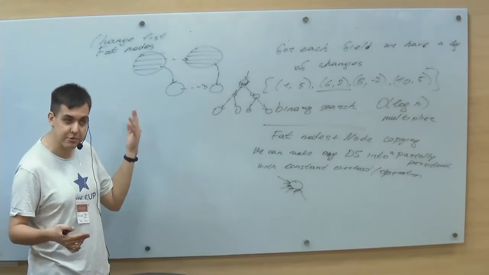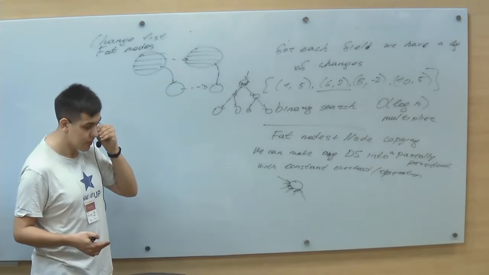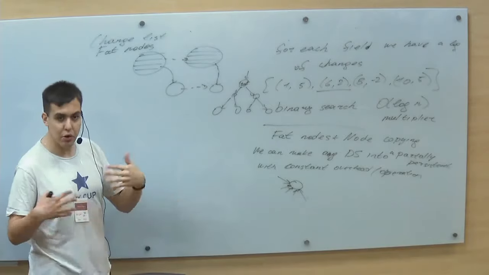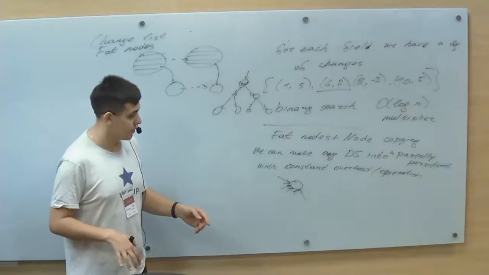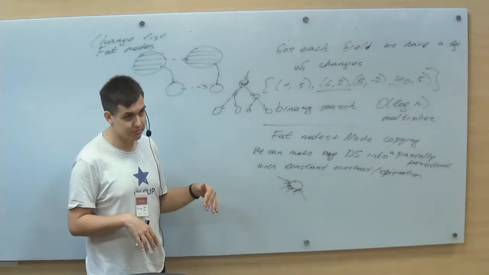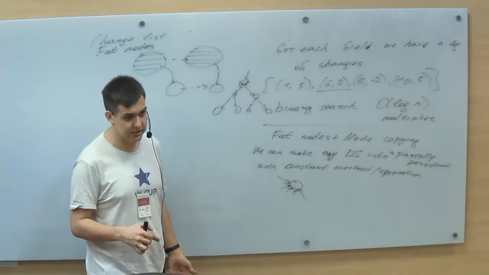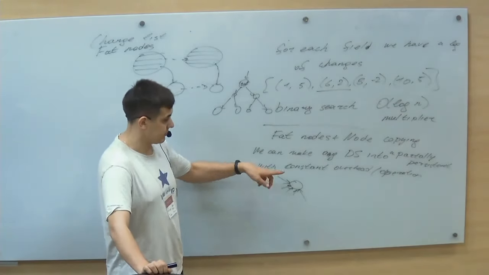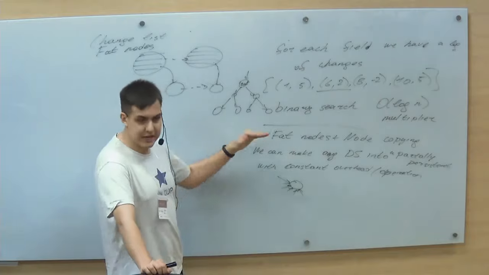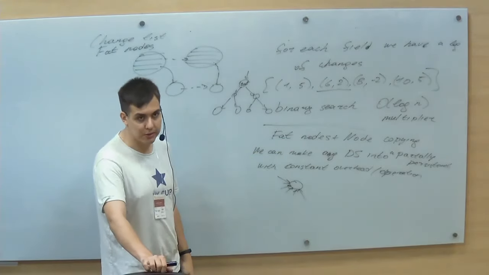So node copying achieves constant overhead, right? Since for each operation we do some constant amount of new work, we get additional memory, but that pretty much counts as constant overhead. And fat nodes allow us to work with cycles too.